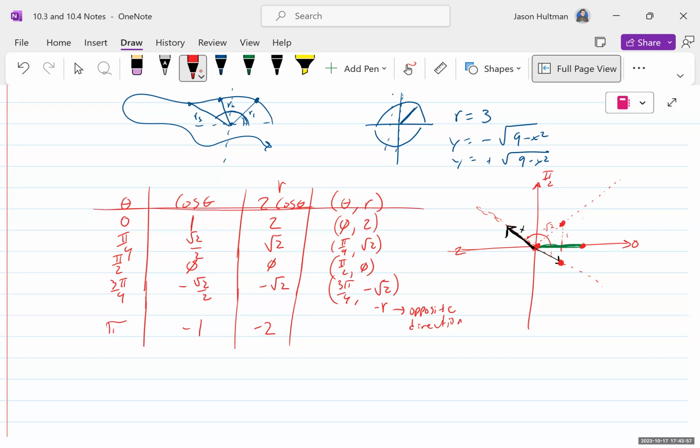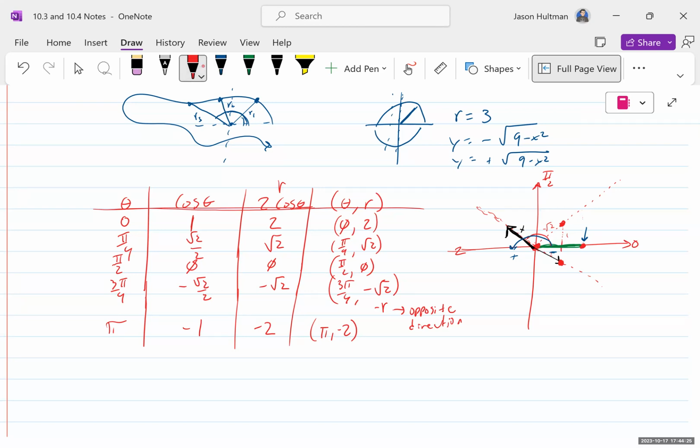And so this becomes pi and negative 2. Okay, so what does that mean? That means that if I go out pi units, it's half a circle, I have to go negative 2 in the negative direction. So instead of going positive, I'm going to go negative 2. Well, that ends up right here. I'm back where I started. After a period of pi units, I'm back where I started.